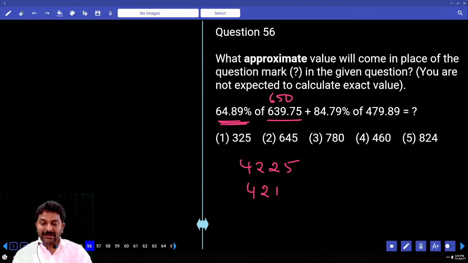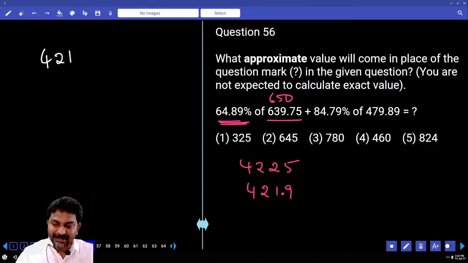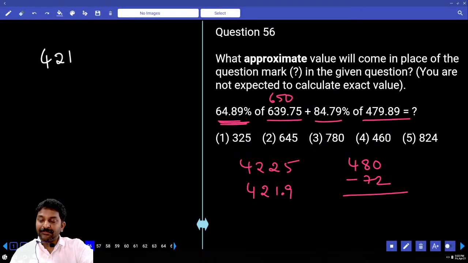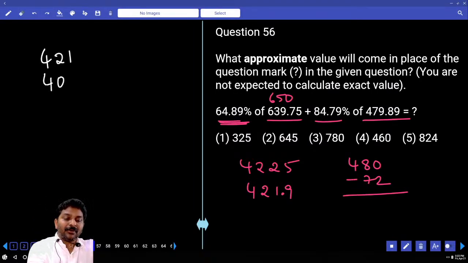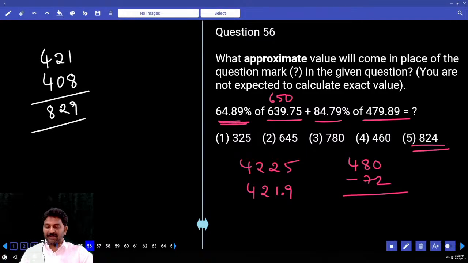42, 19. Correct? Now if you calculate 65% of 650, that must be 421 point something only. I will treat it as 421 or 422, doesn't matter. Is that okay? 85% of 480. 85% in the sense subtracting 15% only. 10%, 48, half, 24, both together 72. If you subtract 72, you will get 408. Sum of both the numbers 829. Approximate 824.